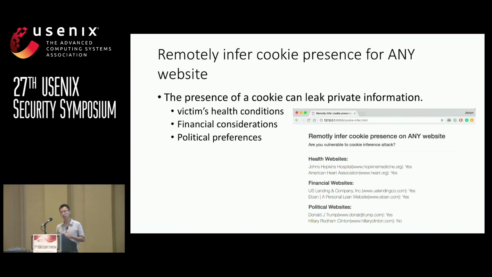The presence of a cookie can leak a lot of private information. For example, the attacker can remotely infer a victim's health conditions by looking for visits to a particular disease or hospital website.